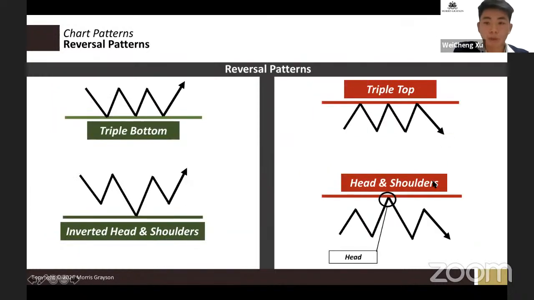Other common patterns are triple bottom or triple top, where price action respects a level 3 times before there is a transition of a trend either to the upside or the downside. There's also head and shoulders, which is quite common. The reason why it's called head and shoulders, you might wonder, is because the highest point looks like a head, while the two lower ones look like shoulders.